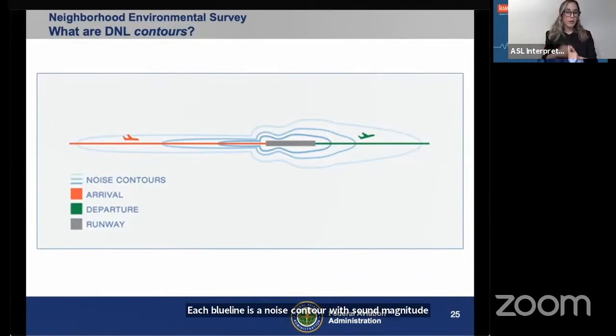For a typical airport, DNL contours from aircraft operations are drawn from a grid of thousands of points, a grid usually extending miles away from the airport, with a spacing between each point of 500 feet or less. An analog to noise contours is elevation contours on topographic maps. Topographic maps show lines of equal ground elevation.